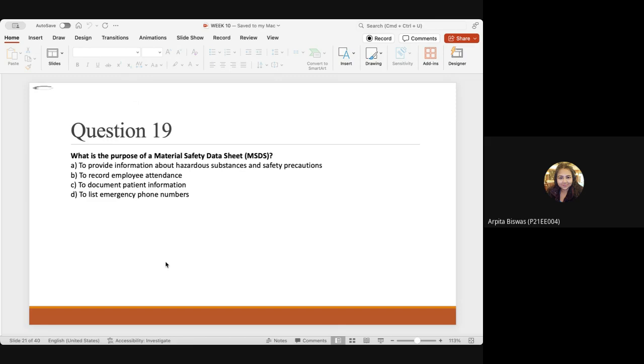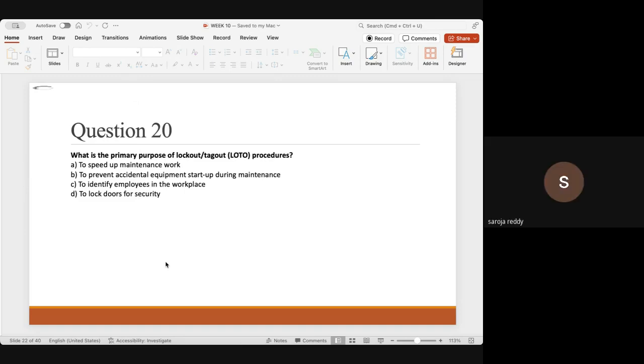What is the purpose of material safety data sheet? Data sheet, MSDS. To provide information about hazardous substance and safety precautions. Yes. To provide the information about the hazardous substances and safety precautions. The question number 20. What is the primary purpose of the lockout and tagout procedures? To prevent accidental equipment startup. Yes, option B is the right option.